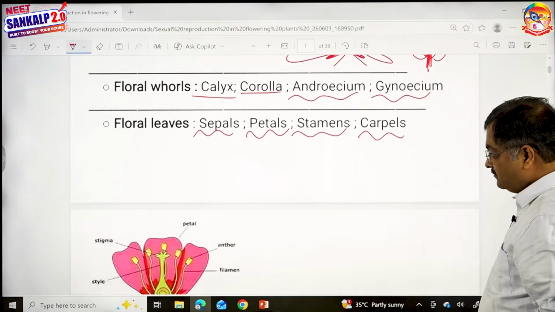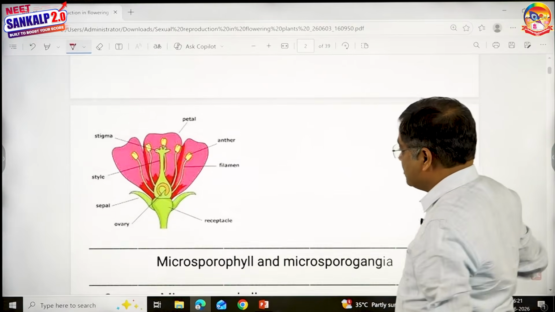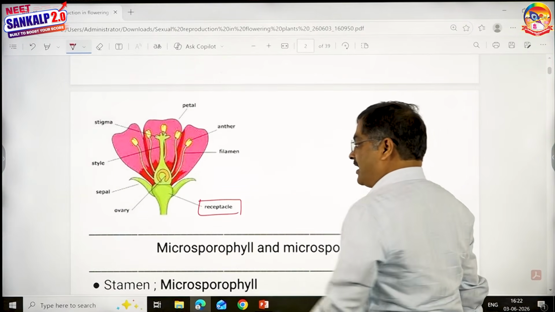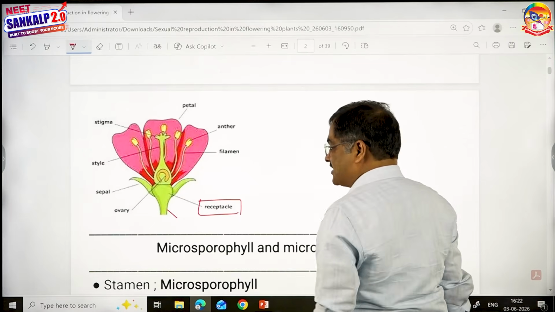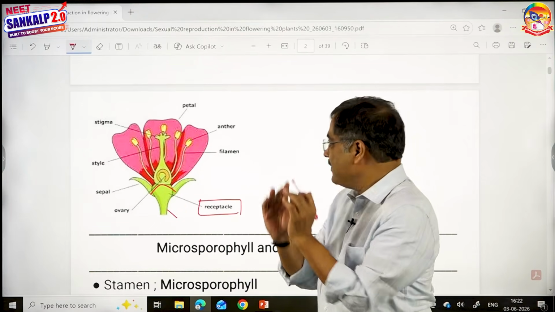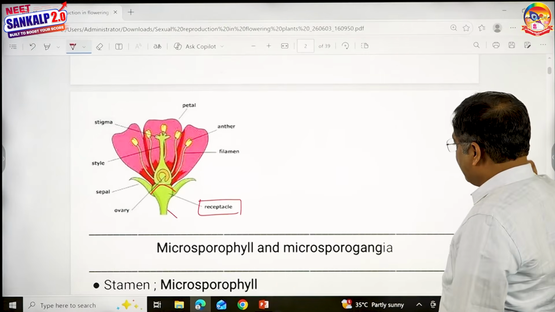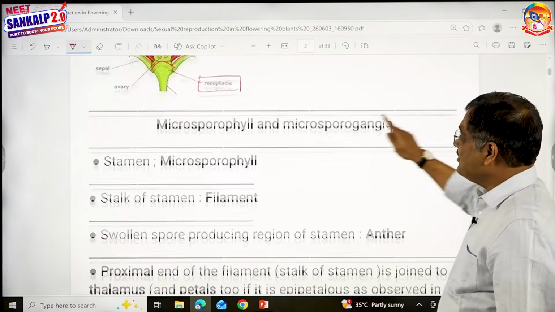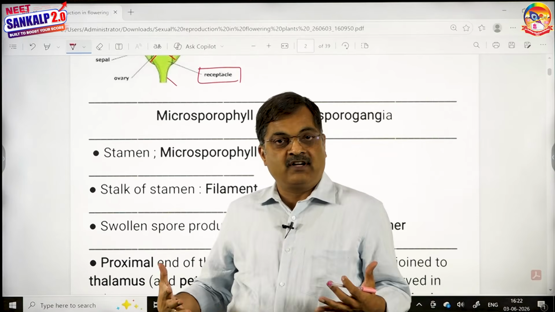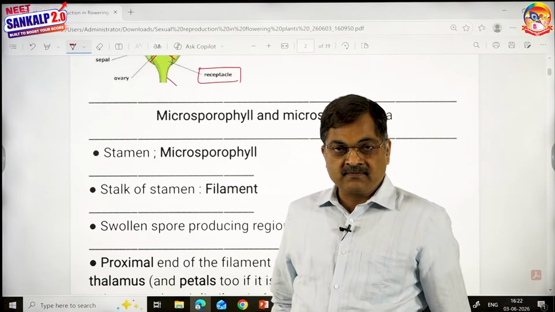Well, you know this. This is the typical flower, children. Receptacle is a term used for thalamus. All right, this is the stalk of the flower called pedicel. The thalamus may be conical, the thalamus may be saucer shaped, it may be cup shaped. We studied in the flower chapter. Now it is time for us to talk about next important unit. What a flower contains. A flower contains stamens.